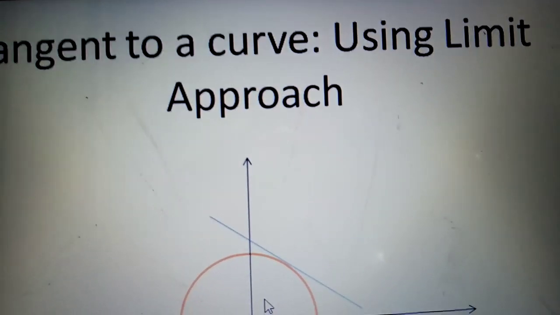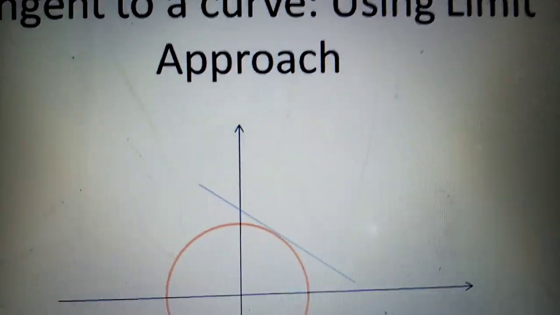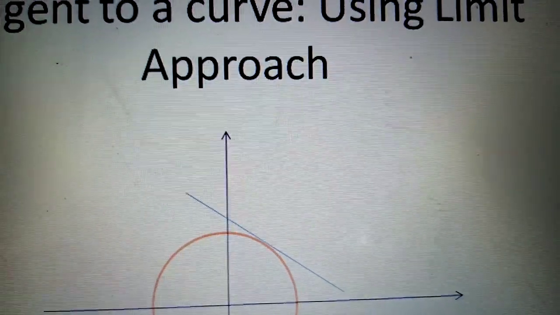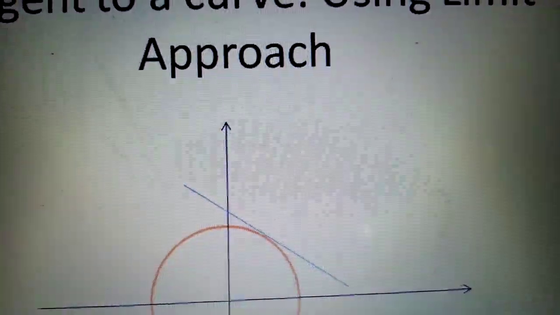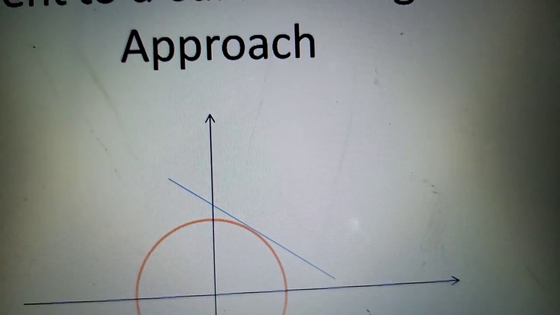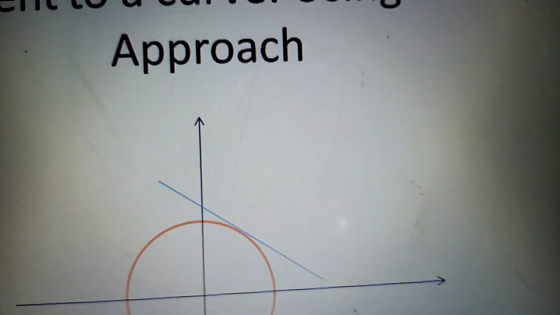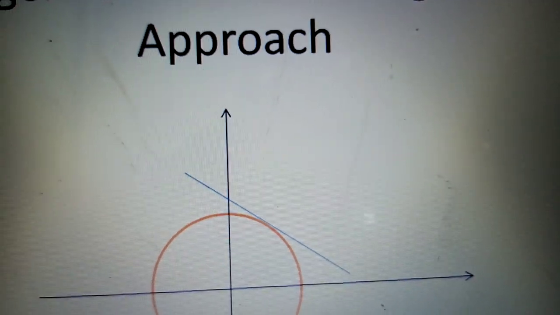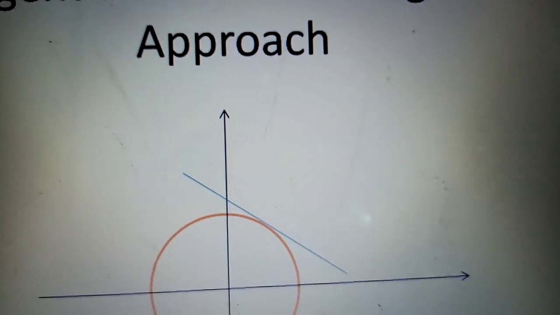But you know, for us to find the slope of a line, we need 2 points. But this line is only touching at one point. So that's why we're going to use the limit approach. If we draw the line to cut it at 2 points, it's not going to be a tangent, it's going to be a secant, and that will only find the average of just 2 points.